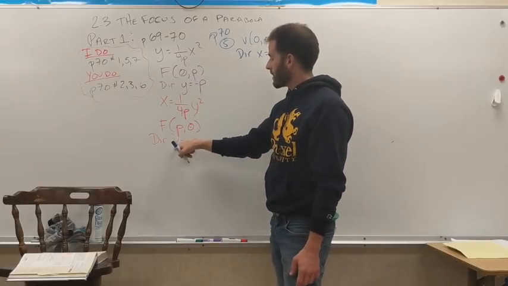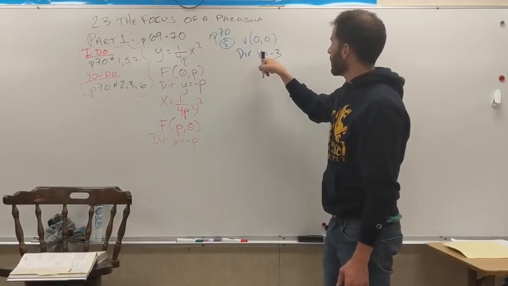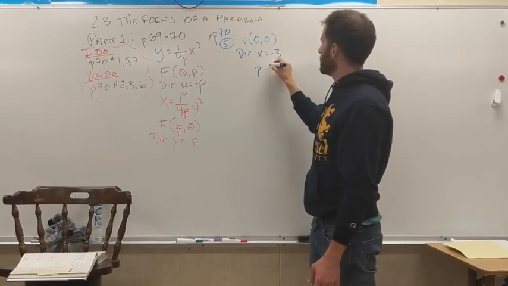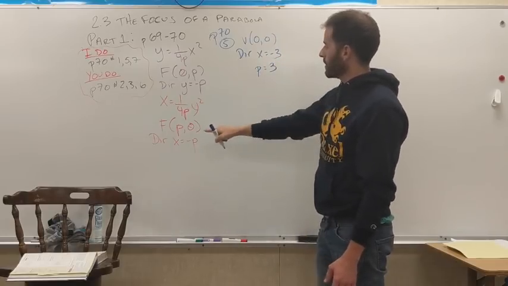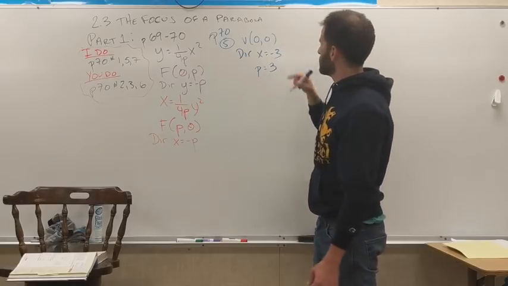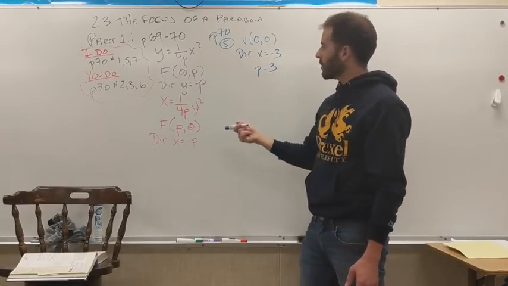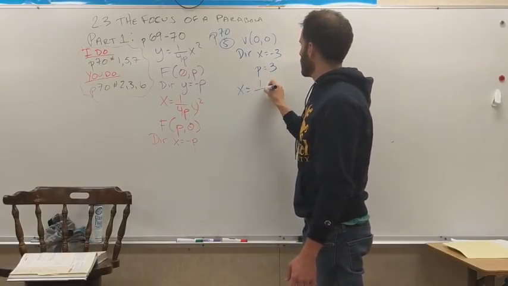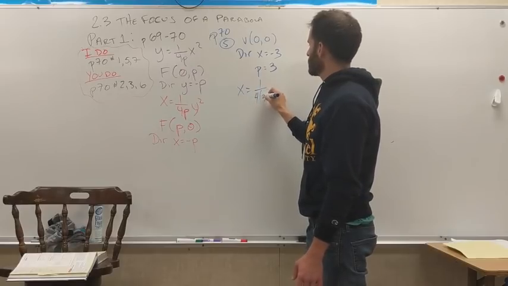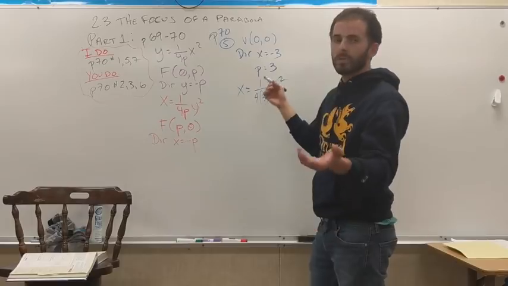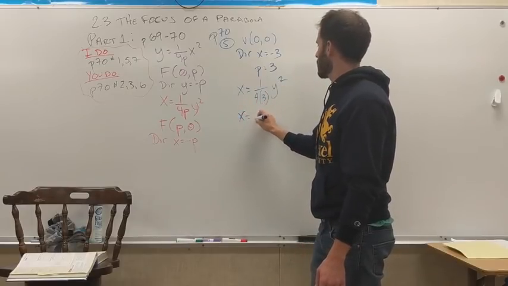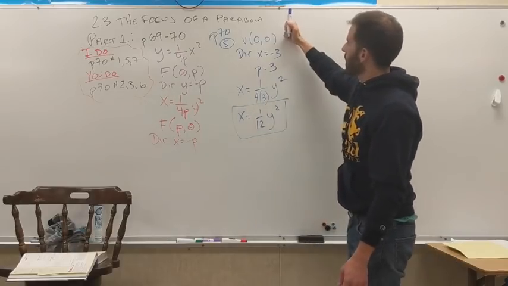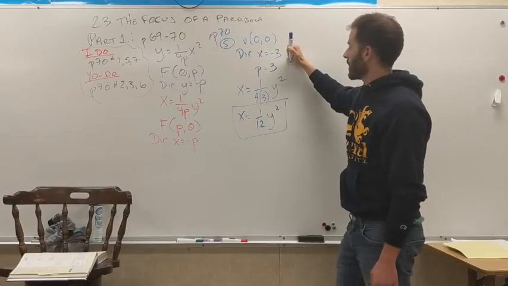So my directrix is x equals -p. Well, right here, x equals -3. So I know right now that p must be 3. Because there's an x, there's an equals, there's a negative, so it must be that number right there. P is 3. Now once I know p, I know this part right here. X equals 1 over 4 times 3 y squared. All right, do some simplification. X equals 1 over 12 y squared is the equation of a parabola with a vertex of 0, 0 and a directrix of x equals -3.